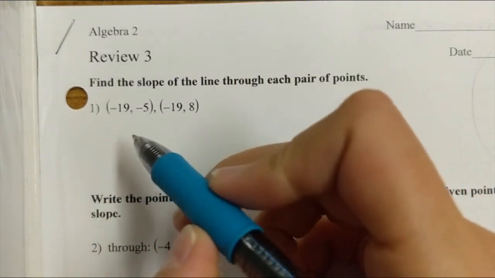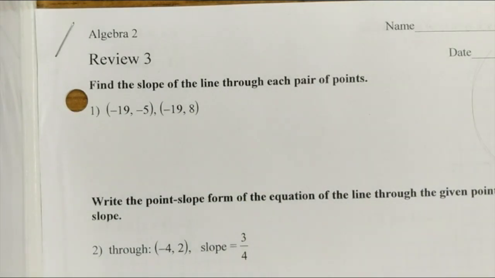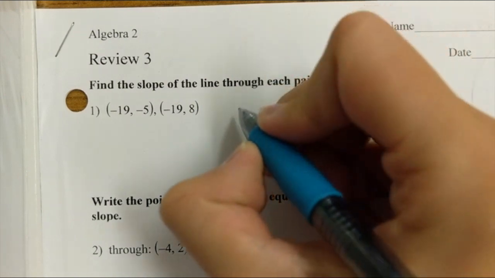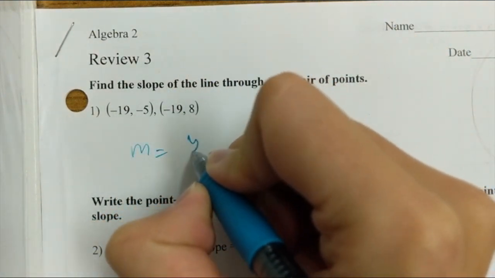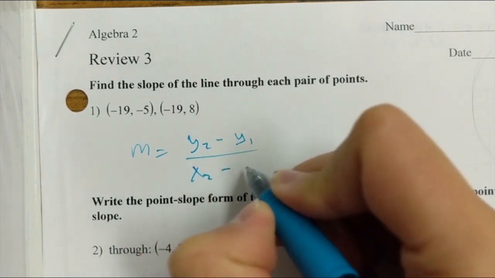All right, so today we're going to review for test number 3 from chapter 3. Find the slope of the line through each pair of points. The formula for slope is m equals y2 minus y1 over x2 minus x1.